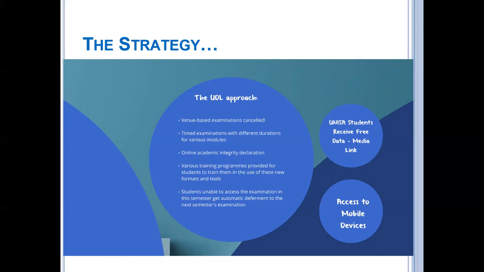We've used timed examinations online with different durations for various modules. We have an online academic integrity declaration that students have to fill in before submitting the examination. Various training programs have been provided for students to train them in the use of these new formats and tools. Lecturers have also been trained. Students unable to access the examination in this semester due to whatever access issues or other issues will get automatic deferment to the next semester's examination in October, November.